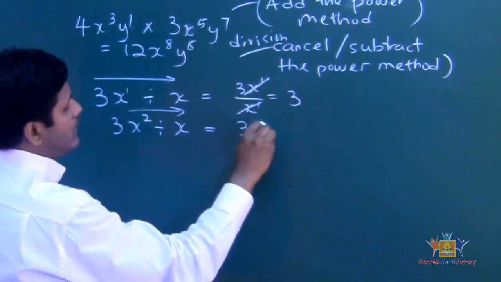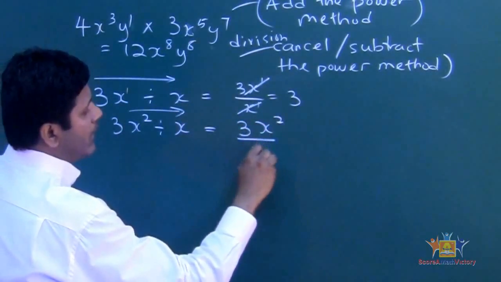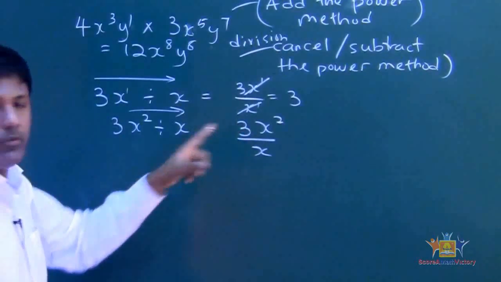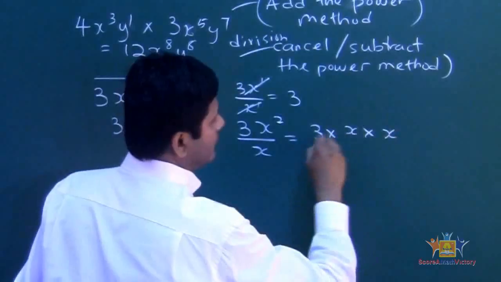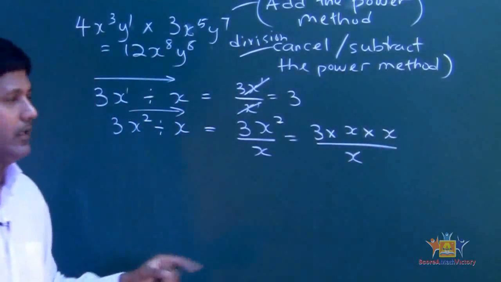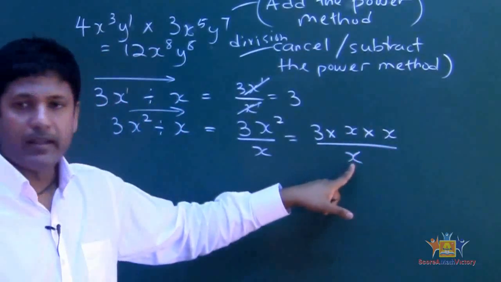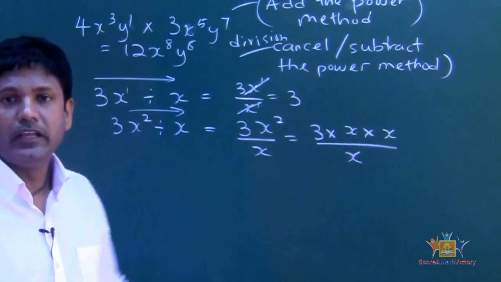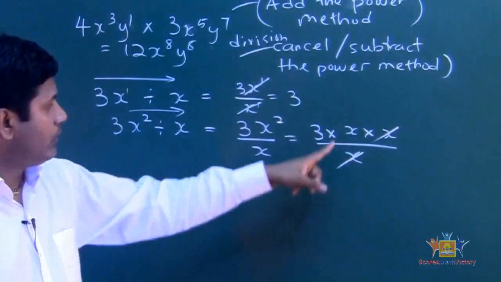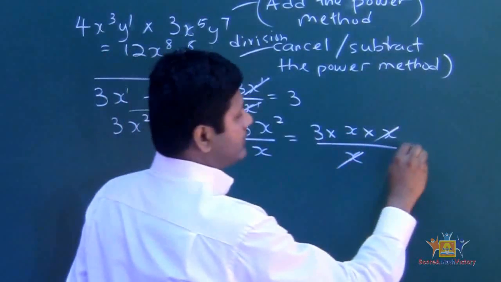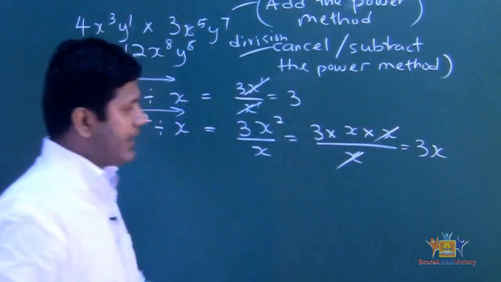I'm going to put 3x to the 2 power over x. Now this is actually 3 times x when I expand it. Am I right? How many x are there on the bottom? 1. How many x on the top? 2. I'm only going to cancel 1, corresponding to the bottom. What is left? 3 times x. 3x. See that? I cancelled out.